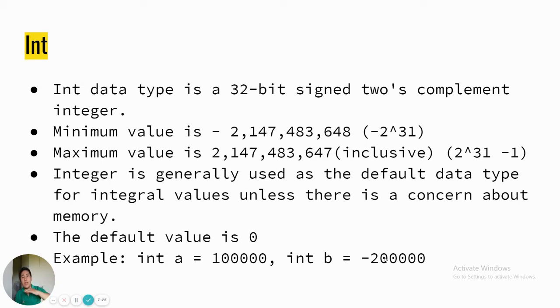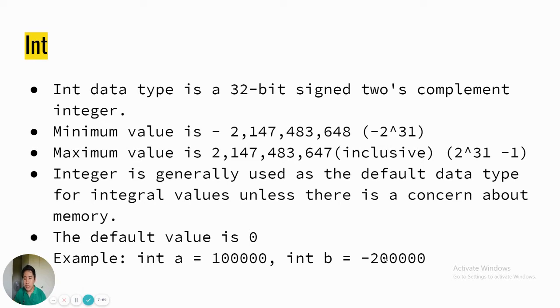Okay, so next one is after byte. We have short, and then the next is int, or integer. Int is short for integer. So the int data type is a 32-bit signed 2's complement integer. The minimum value of int is, you can see here, negative 2 billion, and the maximum value is 2 billion. It's all whole numbers.